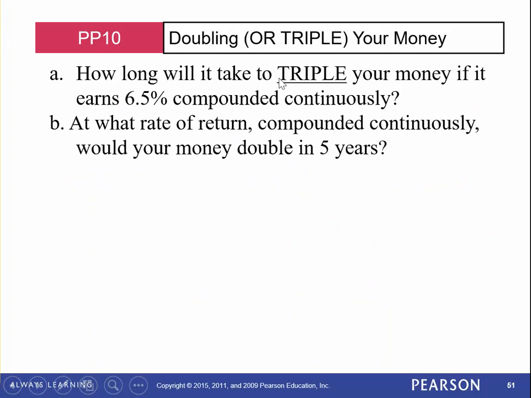How long will it take for you to triple your money if it earns 6.5% compounded continuously? And then at what rate of return compounded continuously would your money double in 5 years? Sorry, you know what? I don't think it's doubling. I think it should be triple. At what rate of return compounded continuously would your money triple in 5 years? So what percent are you looking for to triple that money?